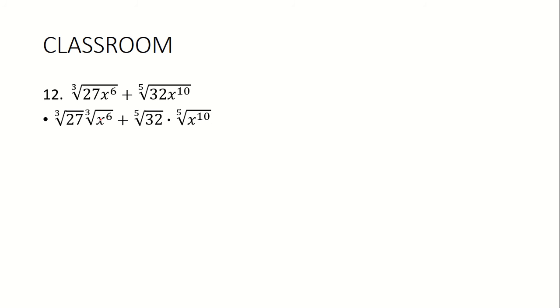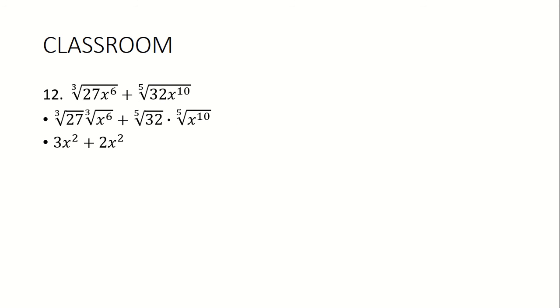The cube root of x to the exponent 6, you just take that 6 and divide it by 3, it will be x to the exponent of 3. I mean x to the exponent of 2. The fifth root of 32 is 2, and the fifth root of x to the exponent 10, you're just going to take that 10 and divide it by 5, it will give you 2. Now you end up having 3x squared plus 2x squared, which is simply 5x squared.